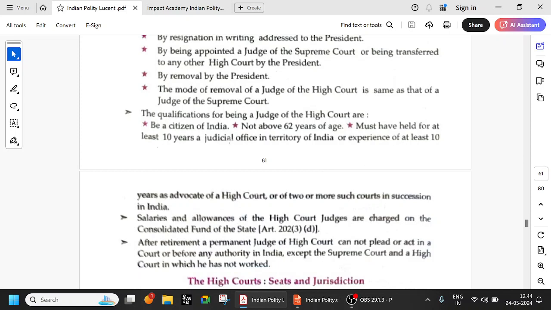In this case, you have to have 10 years as a judicial officer in the territory of India, or experience of at least 10 years as an advocate of a High Court.